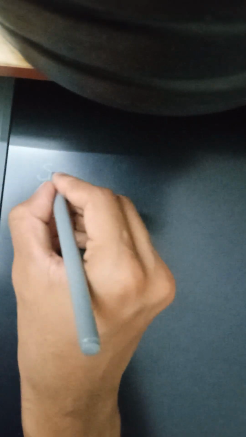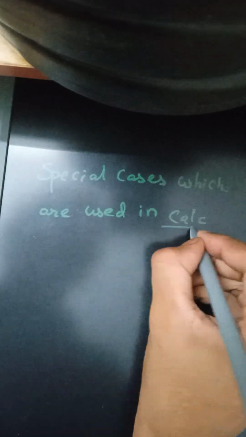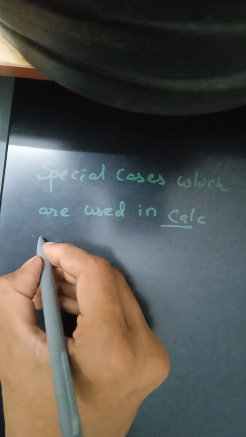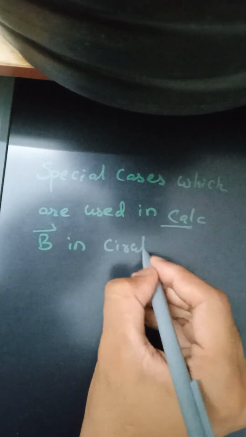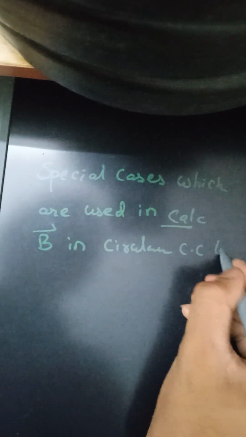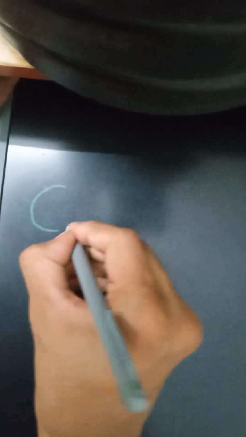Next we will be discussing some special cases which are used in calculating, I will mention as CLC, calculating the magnetic field in a circular CC loop. So it's the first special case. I will be discussing the diagram. That is, imagine there is a circle which is a current carrying wire.